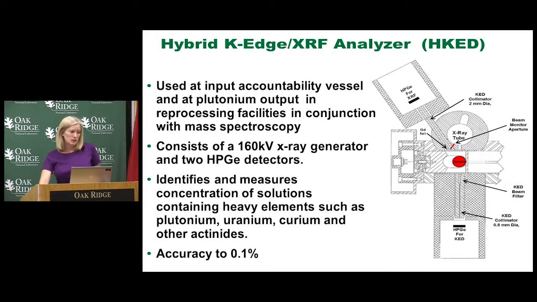So it will measure the concentration of plutonium and uranium, and sometimes curium, and it will give you the ratios of the concentrations of each. And the accuracy can be to 0.1%.